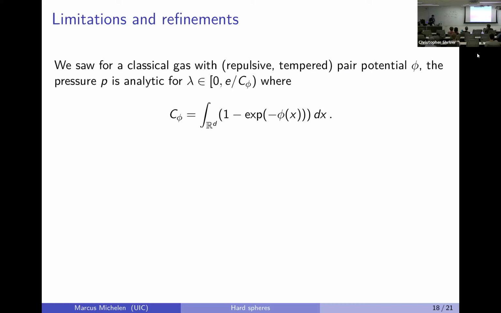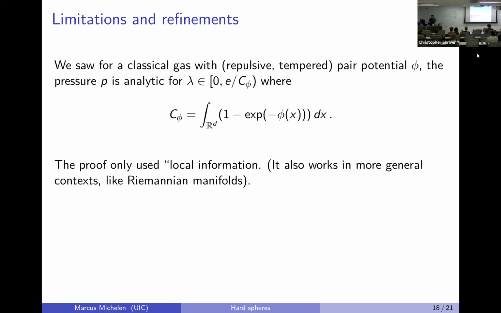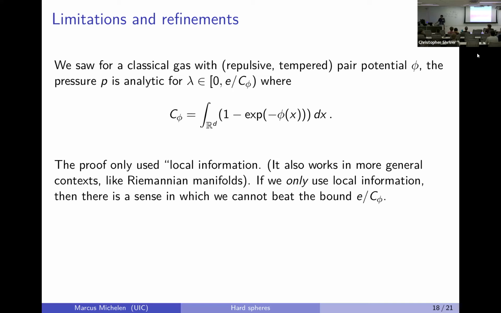So we saw that you have analyticity here, where I can go up to this so-called temperedness constant. And the proof uses only local information. I maybe want to put the quotes here, which says if I'm only looking at where phi is sort of interacting, then this is kind of the best you can do. There's a sense in which we make this rigorous in a follow-up paper. This also works in more general contexts, like Riemannian manifolds. And if we only use local information, there's a sense in which you can't beat this quantity.